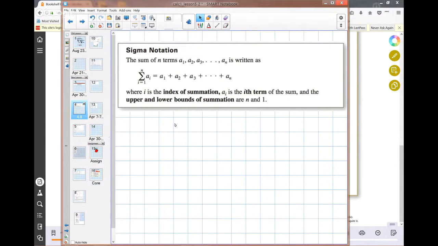The Greek letter sigma, that's the Greek capital S, and the Greek capital S stands for sum. So let me read you this notation. It says the sum of n terms, A1, A2, A3, all the way up to A sub n. This is how it's written. And in particular, what you want to make note of is this part.